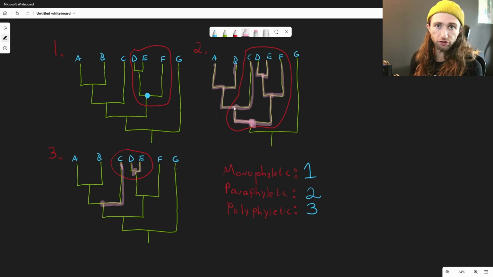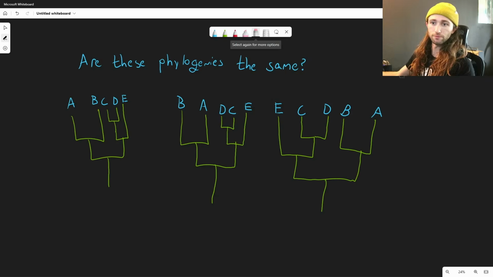I will say in phylogenetics, most of the time you deal with monophyletic and paraphyletic groupings. Polyphyletic groupings are nowhere near as common. So if you just know monophyly and paraphyly, you can always be like, well, if it's neither of those, then it's polyphyletic. That's usually a good rule of thumb. So let's go on to the next problem.